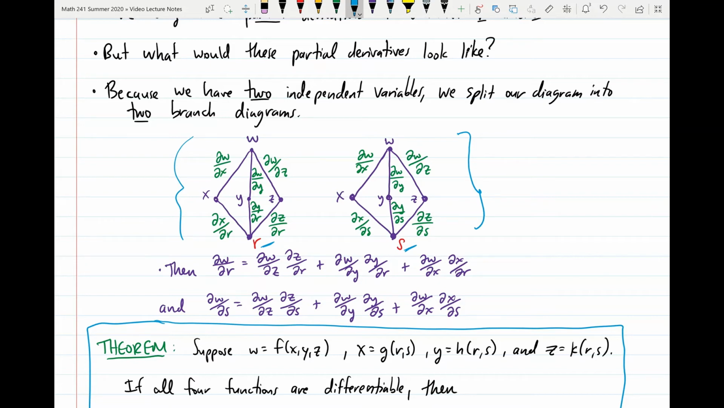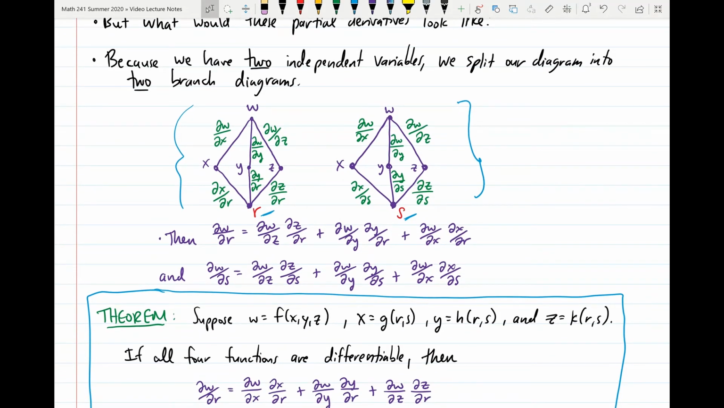And now we can write in the derivatives that connect the different line segments in our branch diagram. So if you look at the diagram on the left here with respect to the independent variable r, we have the partial derivative of w with respect to x right here. And then notice here that it's now going to be a partial derivative of x with respect to r. That's connecting x and r. The reason being that x is a function of two variables. So again, it doesn't make sense to talk about the ordinary derivative of x with respect to r, because x is a function of both the variable r and the variable s.